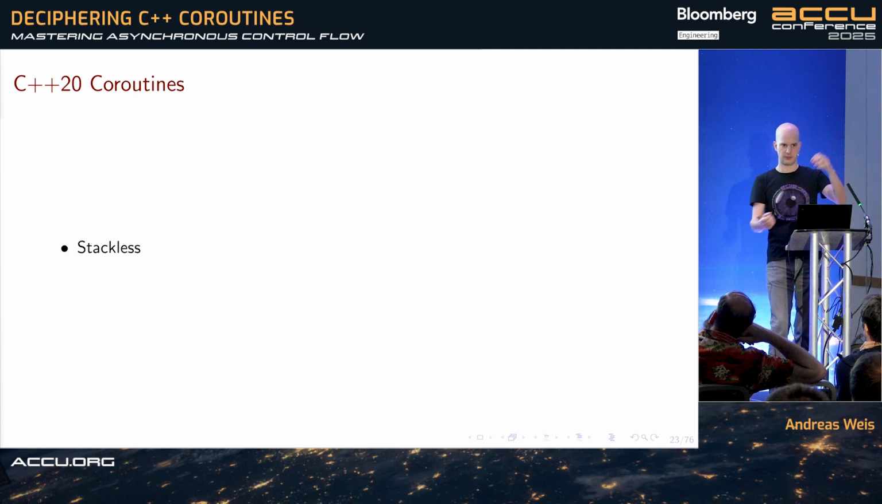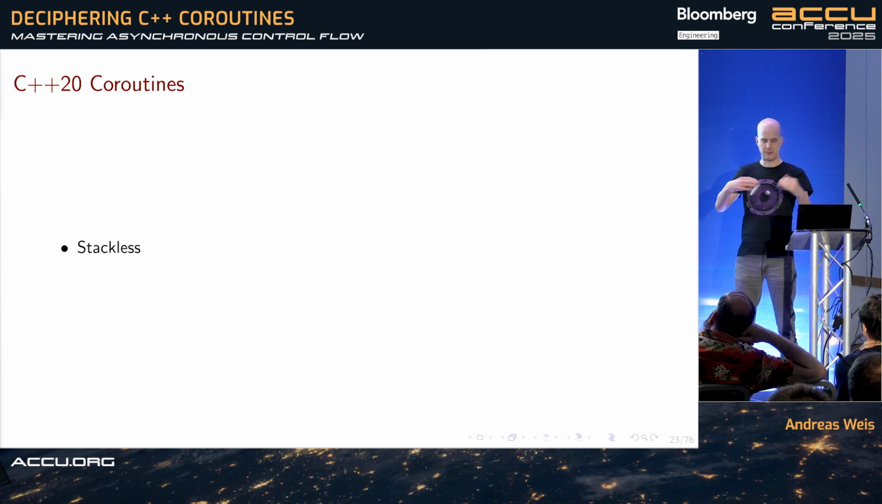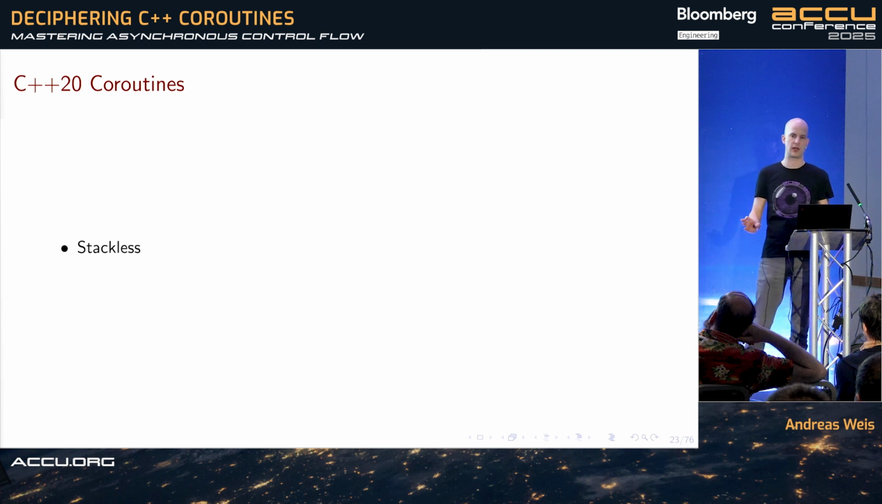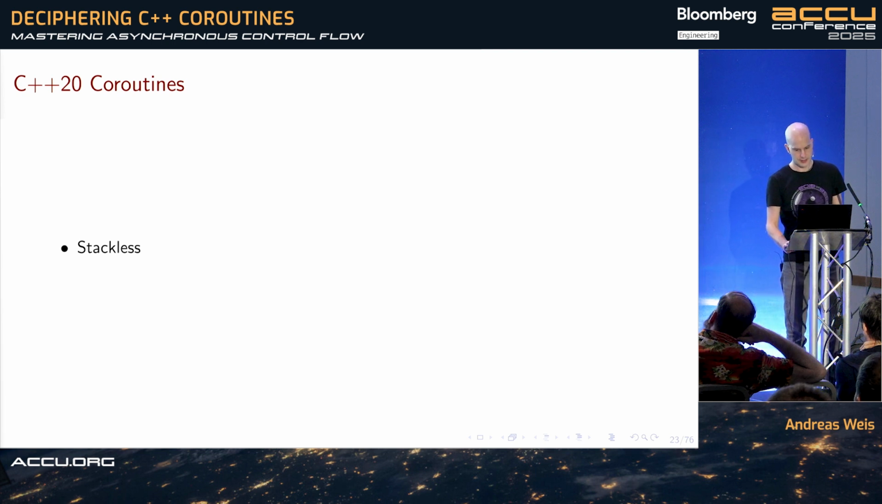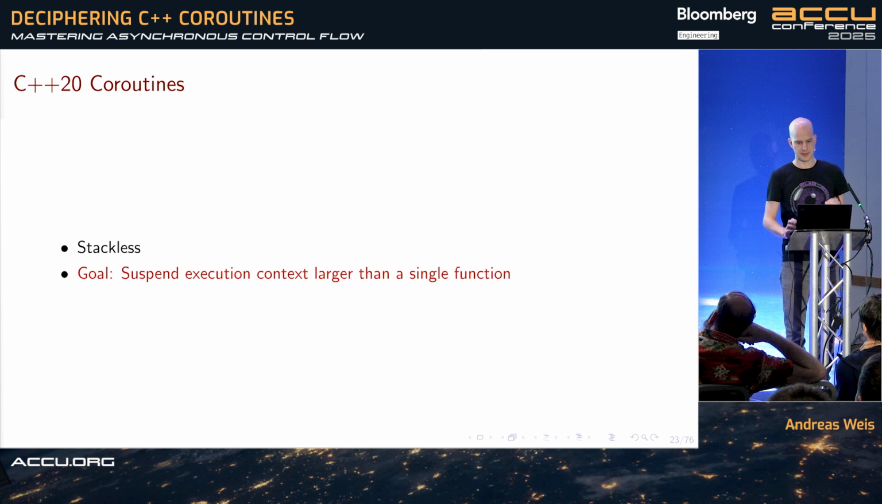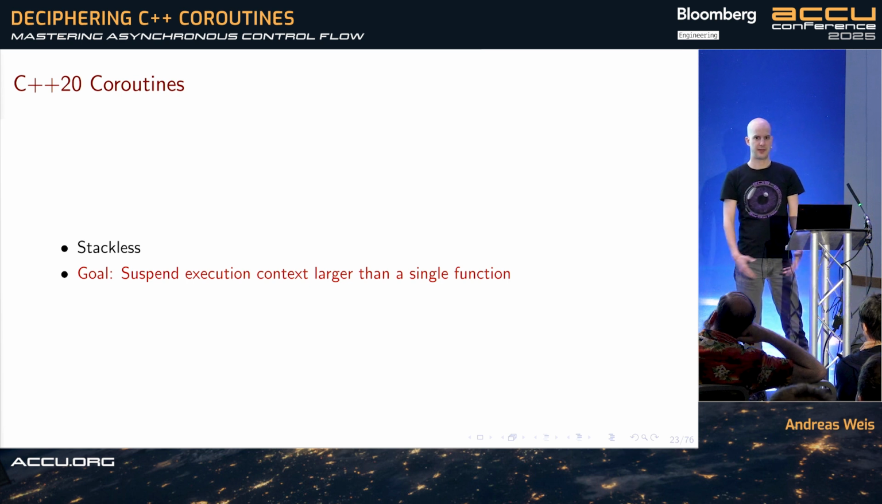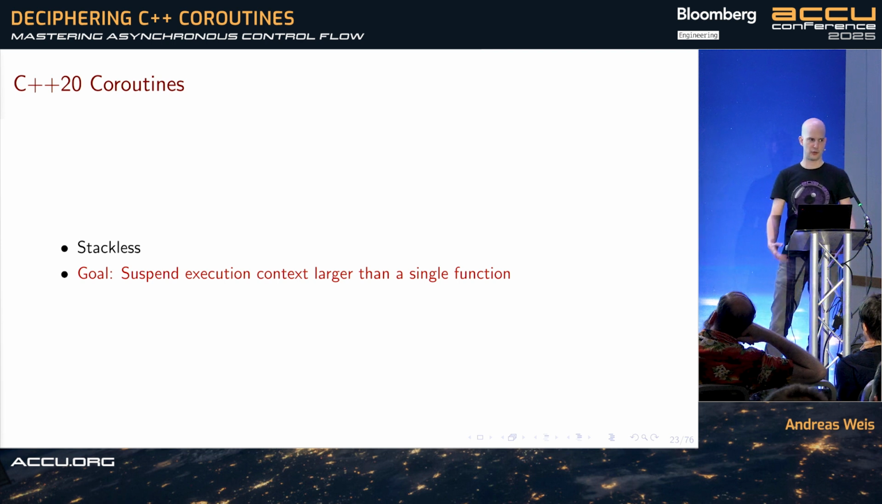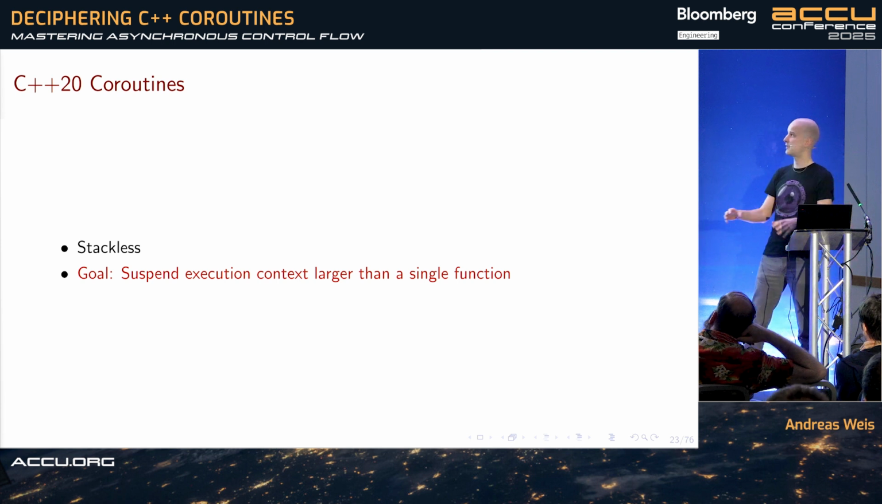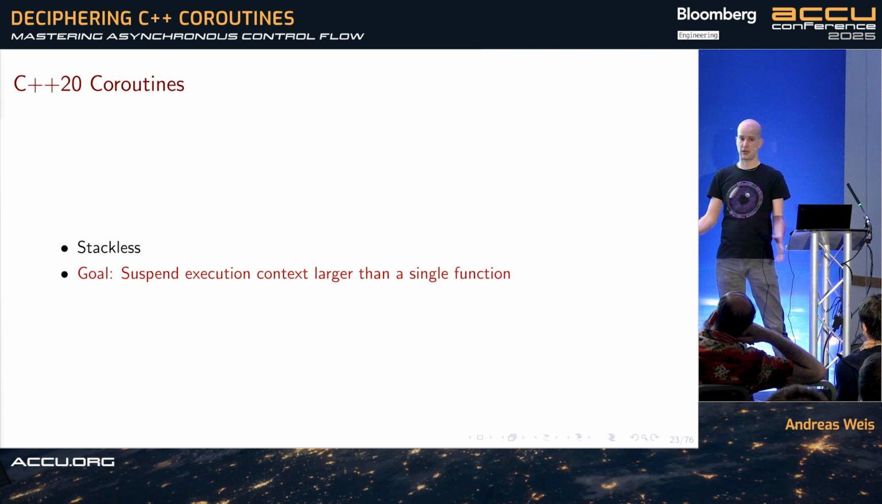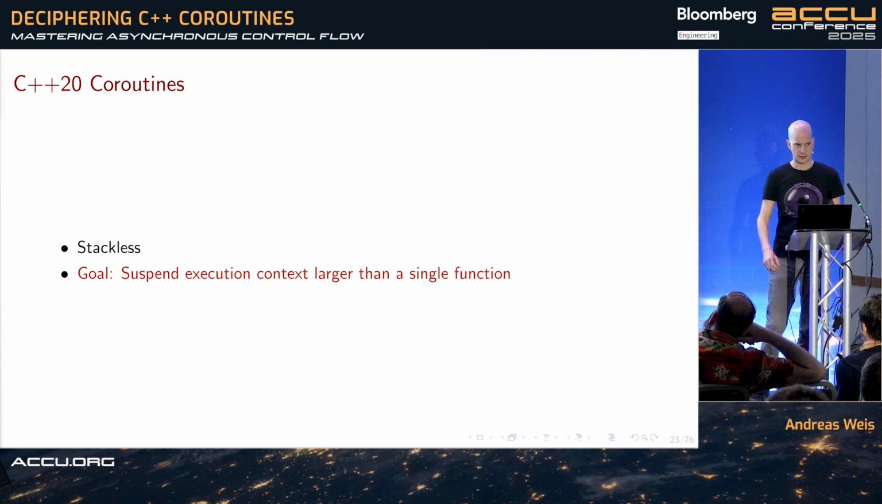But if I have a complex task that is made up of multiple functions, that doesn't work out of the box. So what we need is a mechanism that allows us to do that. And that's really the entire point of this talk, exploring how to do that. How we can suspend an execution context that is larger than just a single function.